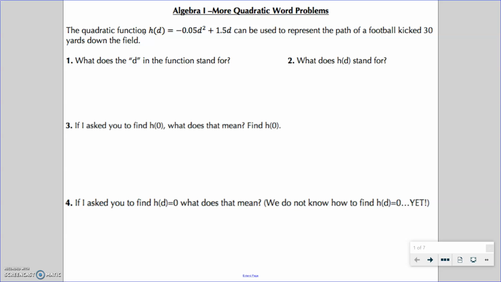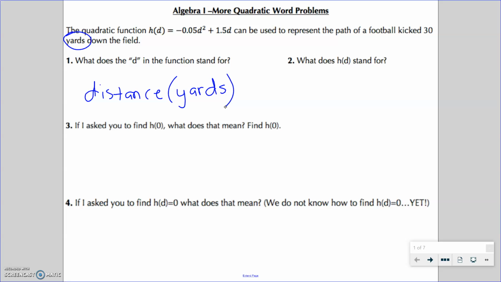So the quadratic function h of d equals negative 0.05d squared plus 1.5d can be used to represent the path of a football kicked 30 yards down the field. What does the d in the function stand for? Well, I'm assuming the d in the function stands for distance. We want to be specific about what kind of distance. They were talking about yards in the question, so I'm going to put in parentheses yards because we always want to keep units in mind.